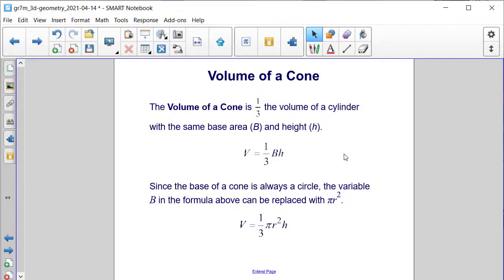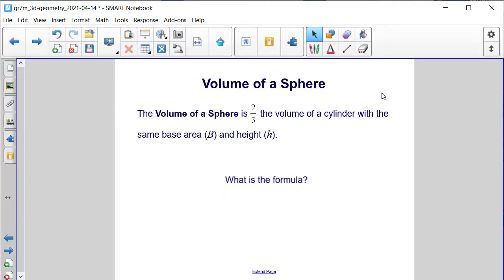So we can replace the variable capital B in the formula with pi times the radius squared, because that's always the area of a circle. So that makes the revised formula for the volume of a cone to be 1/3 times pi times the radius squared times the height. And the volume of a sphere is 2/3 the volume of a cylinder with the same base area, capital B, and the height of h.